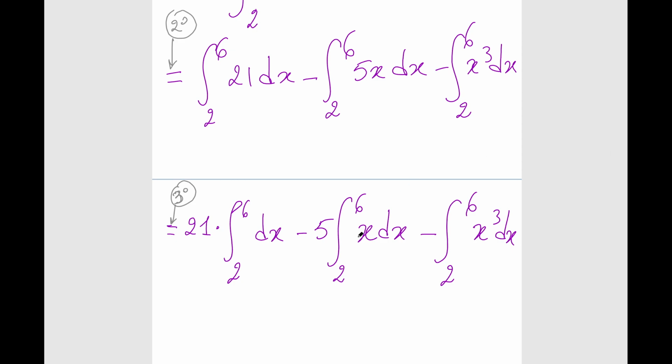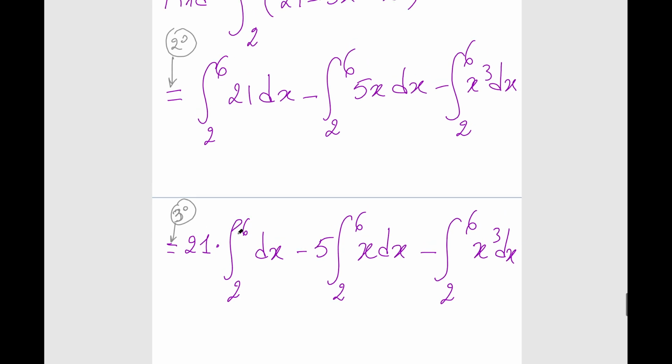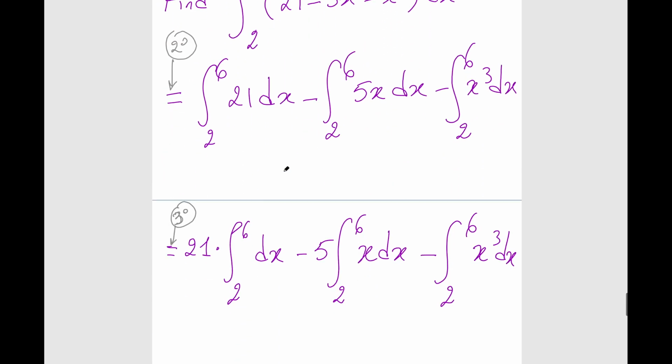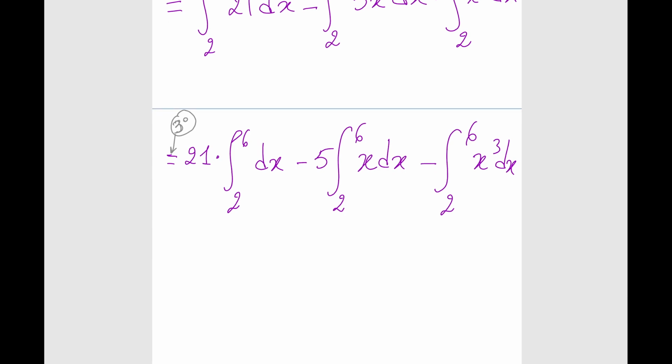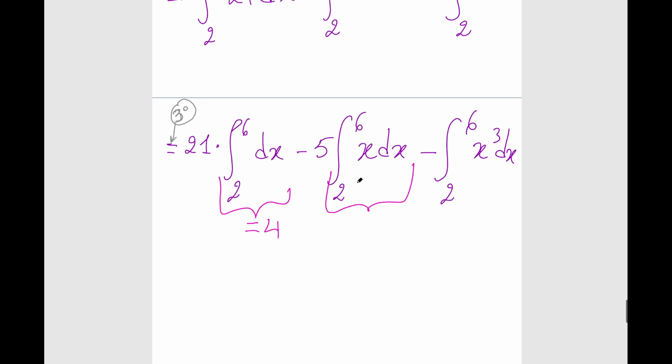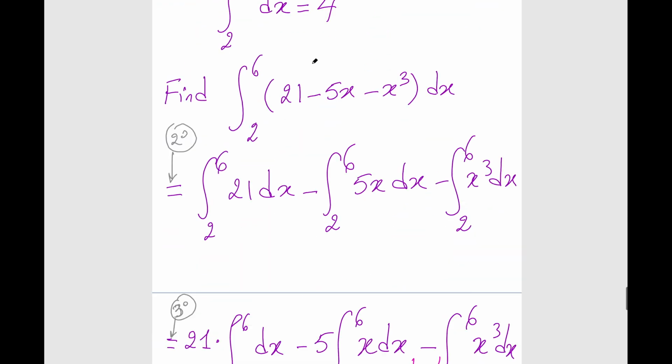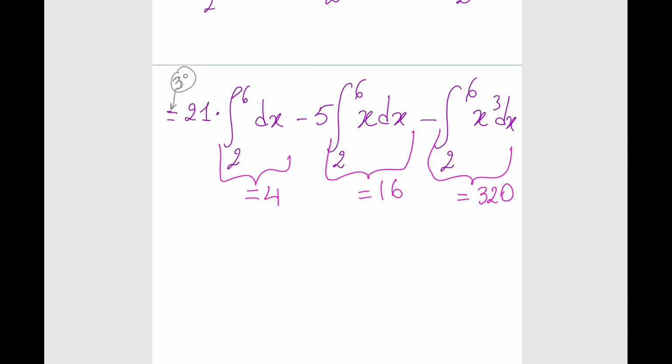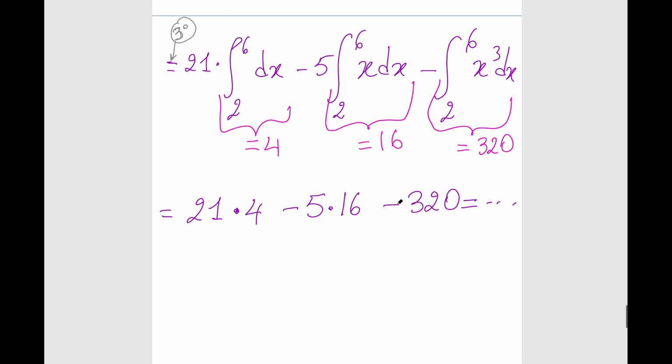Very good. Now, do we have the integral from 2 to 6 dx? They told us this is 4. Did they tell us the integral from 2 to 6 x dx? Yeah, it's 16. And this guy here is the other one, which is 320. And then I'll let you finish this. This is how much? 21 times 4 minus 5 times 16 minus 320. I'll let you finish this on your own. Just do the math here, just the algebra, okay?